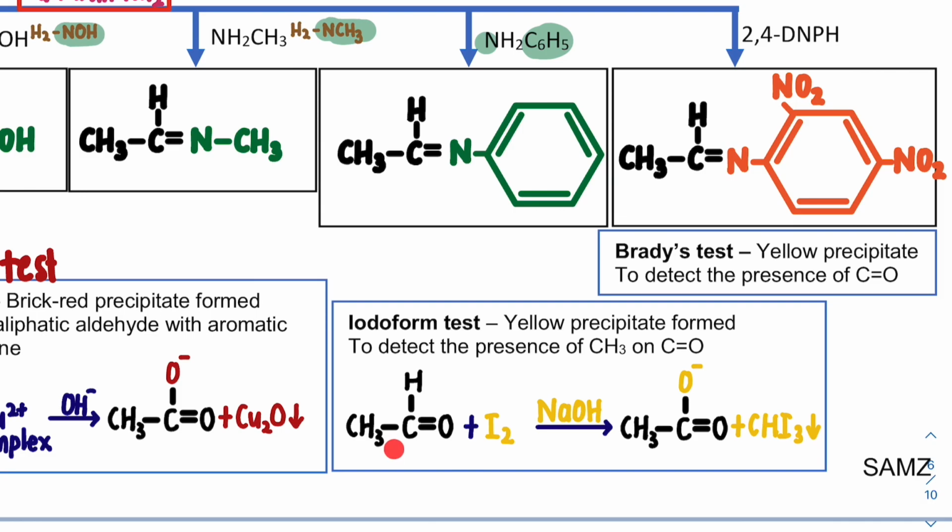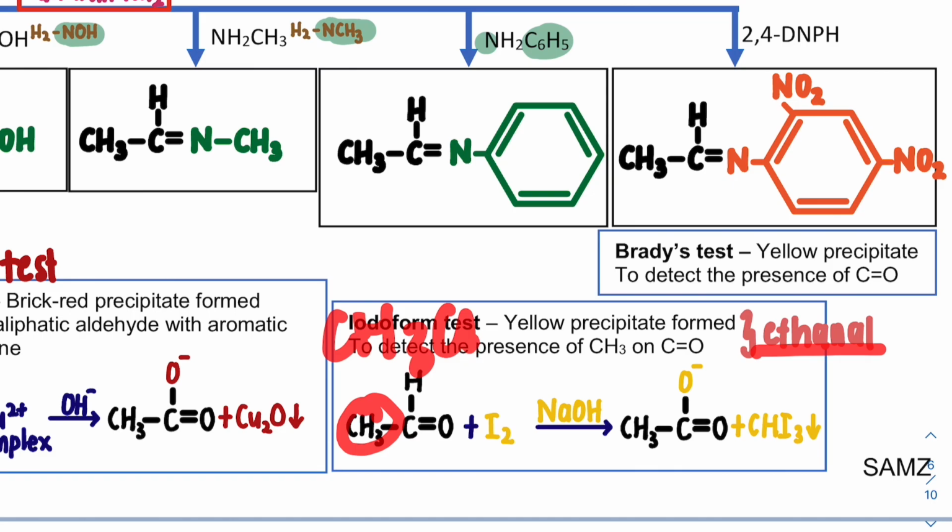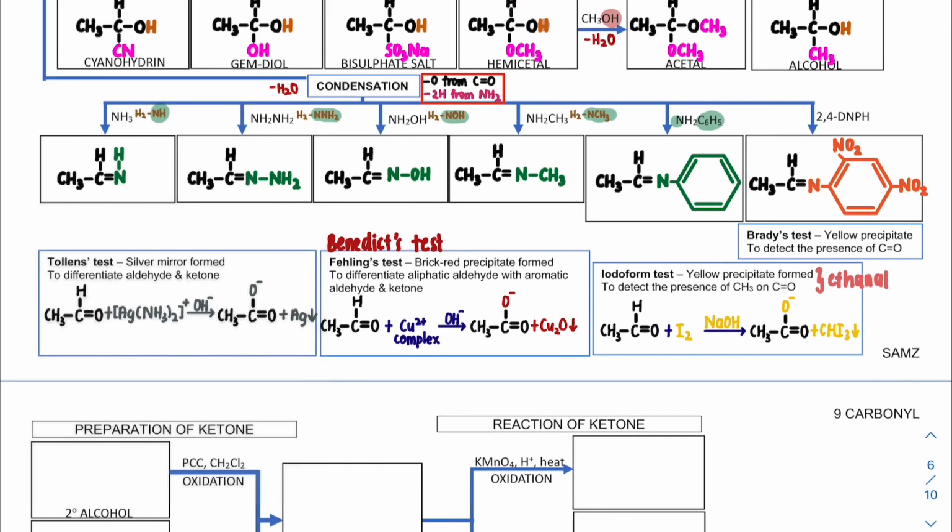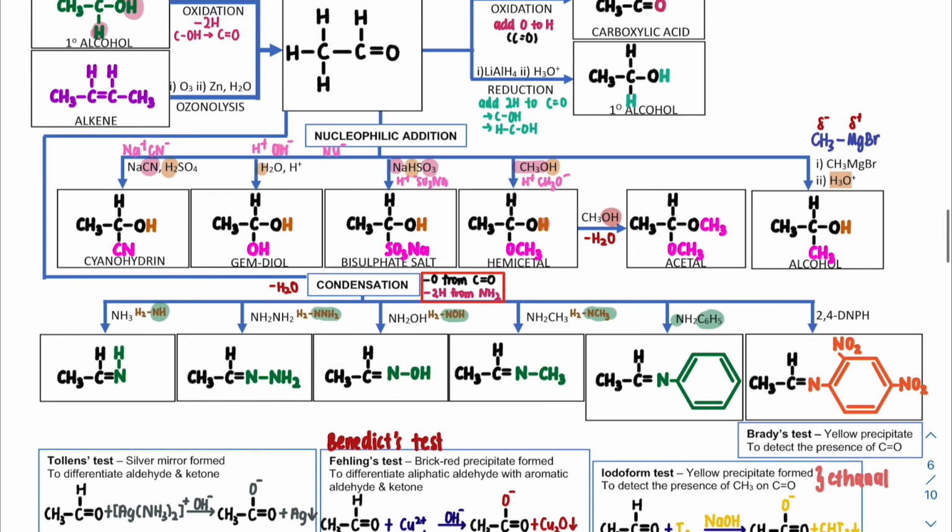So for the iodoform test of aldehyde, only ethanal is applicable. Only ethanal we have CH3. Kalau yang lain-lain tu CH3CH2, so tak boleh lah. Okay, and the carbon tu memang kena ada hydrogen attached to it. So sebab tu lah sini je mesti CH3 kita. If both are CH3, that will be our ketone. Okay, so that is all the chemical reactions of our aldehyde.